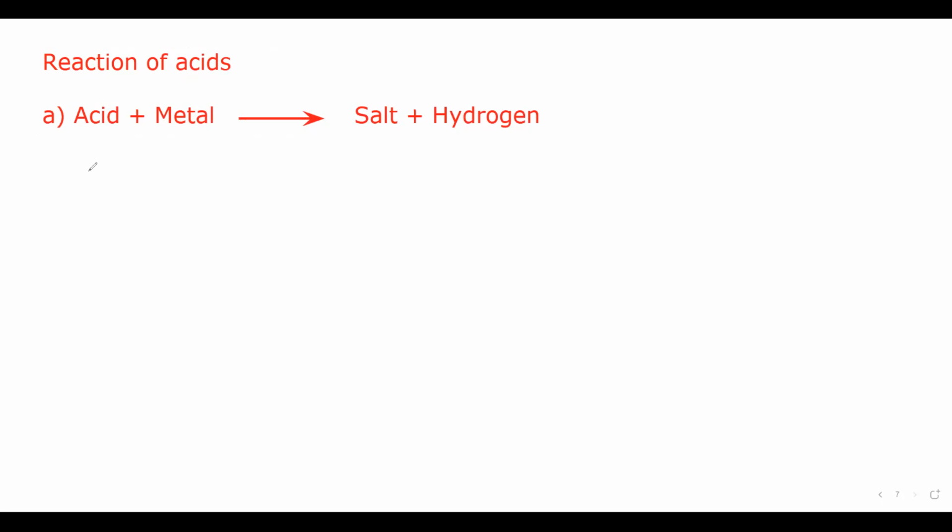According to the reactivity series, we have potassium, sodium, calcium, magnesium, aluminium, zinc, iron, lead, copper, mercury, silver, gold and platinum. So this is the reactivity series. As we go down, the reactivity decreases.